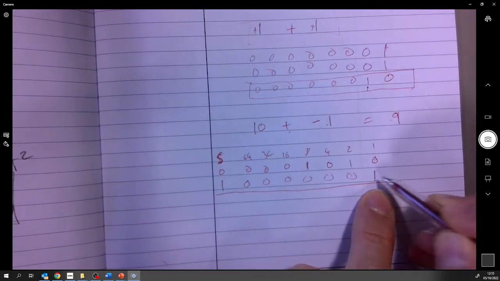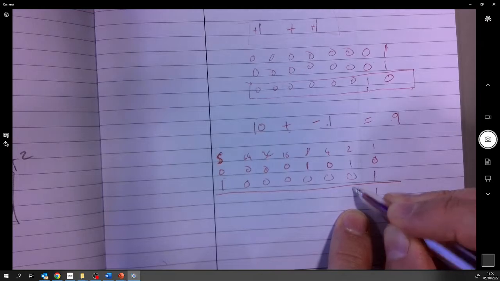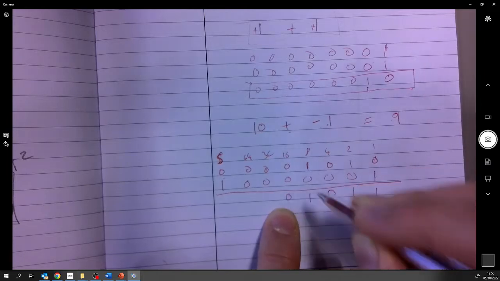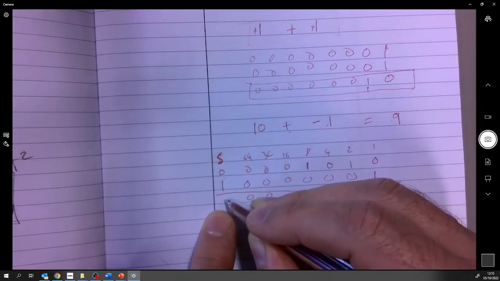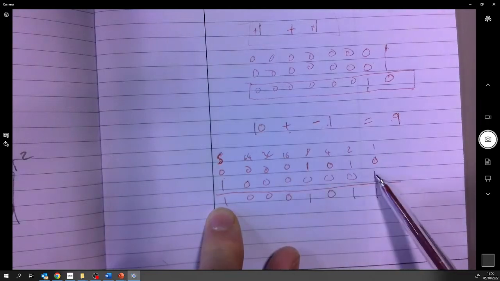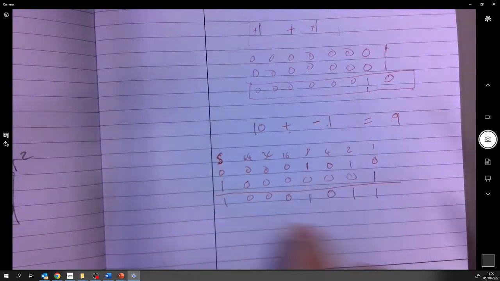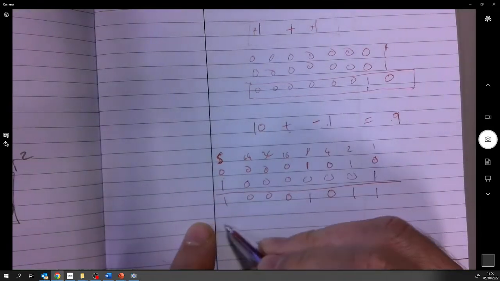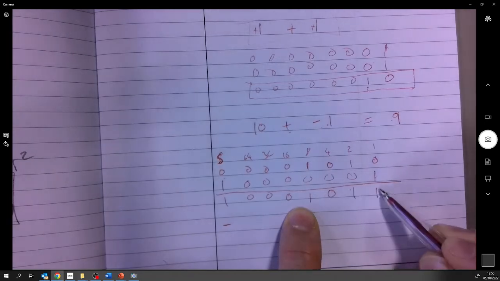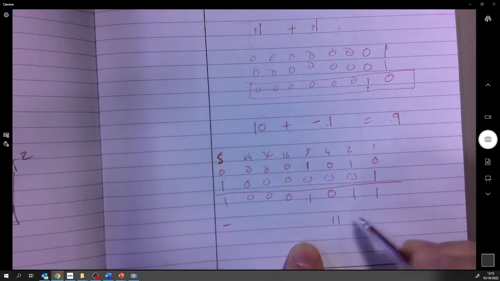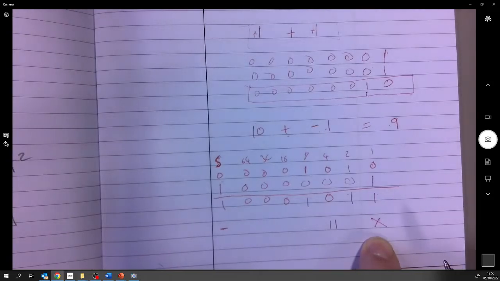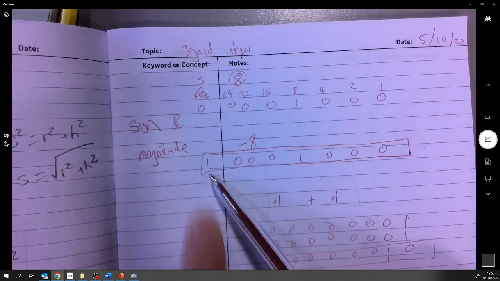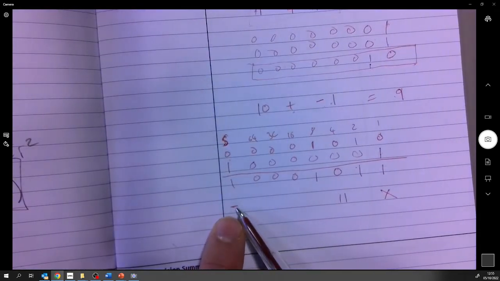Let's prove it. 0 plus 1 is 1. 0 add 0 is 0. 1 plus 0 is 1. 0, 0, 0. Add the sign bits and we get 1. So if we take away 1 from 10, we end up with negative 8 plus 2 is 10, plus 1 is 11. Negative 11, which is wrong, horribly wrong. So although sign and magnitude is logical for us, it does not work in the same way for addition.